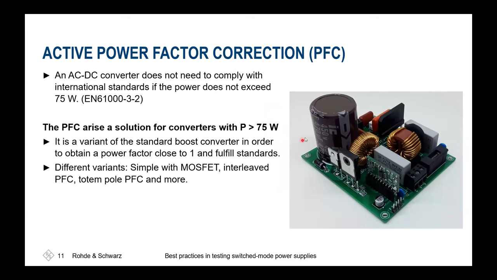For power supplies with a certain amount of power, you're mandatorily forced to have a PFC, so an active power factor correction inside. This shall ensure that you have a phase match between current and voltage and thus reduce the losses, also the losses on the AC mains, meaning that we are not consuming an excessive amount of blind power at the power supply itself.